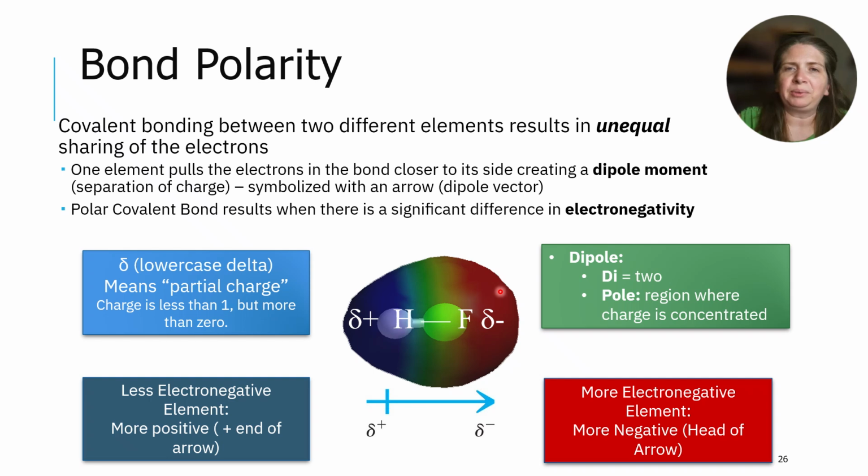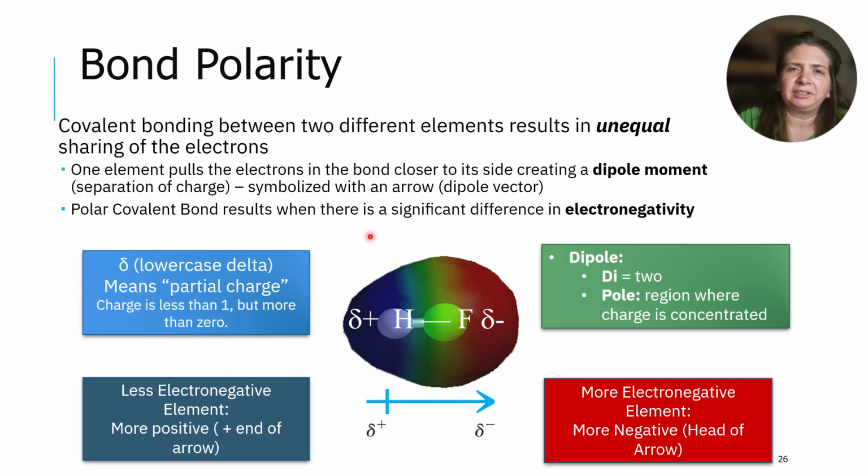The element that pulls the electrons closer will have a slight negative charge, while the other atom will have a slight positive charge. The Greek letter delta indicates a partial charge. This is not a full positive charge or a full negative charge. Instead, it represents a charge somewhere between 0 and 1.